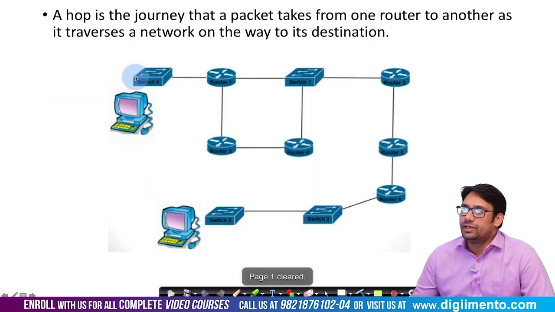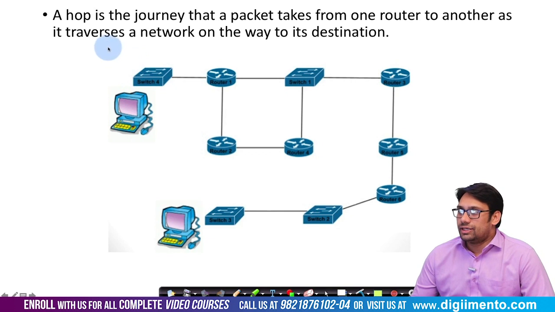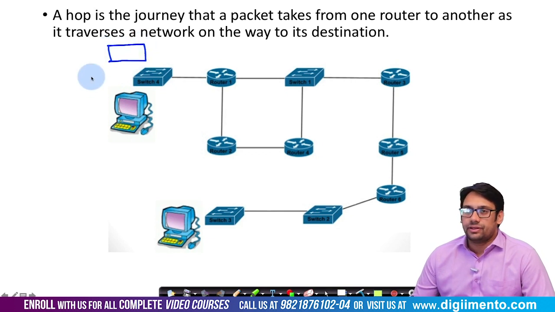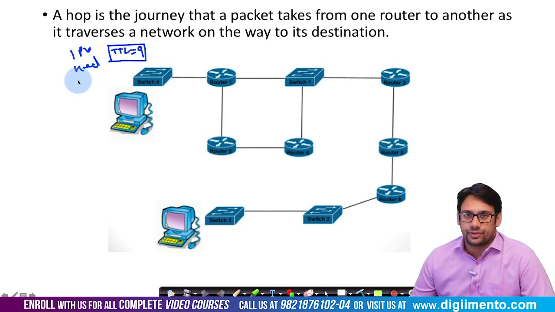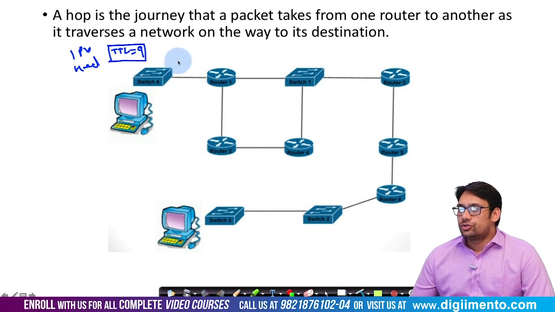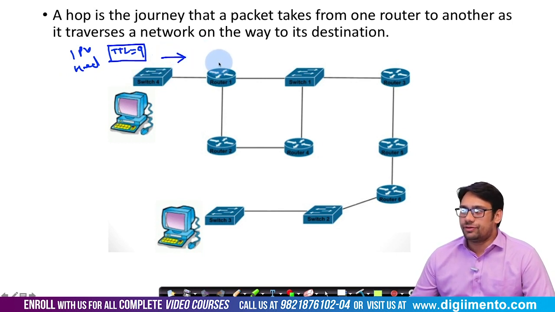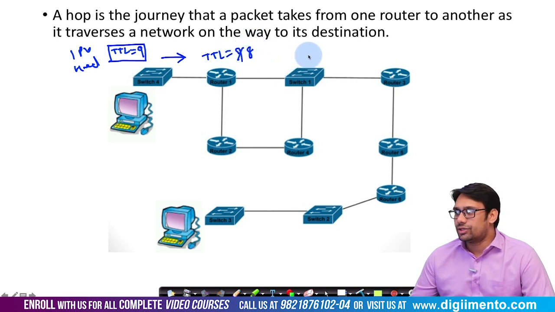Now, for example, here as you can see, we sent a datagram. Assume this is representing your IPv4 header. In this header, we have a time to live field. Assuming we set the time to live field value as 9. So when this packet is sent to the first router here, the time to live field value is decremented from 9 to 8. Now on the second router, this will be decremented from 8 to 7.